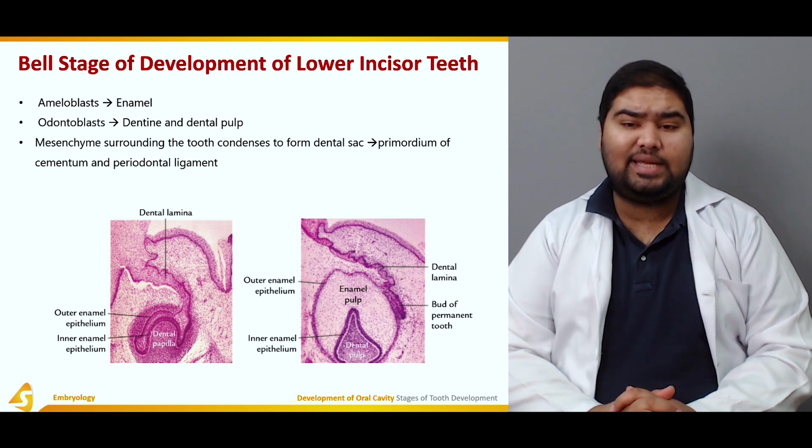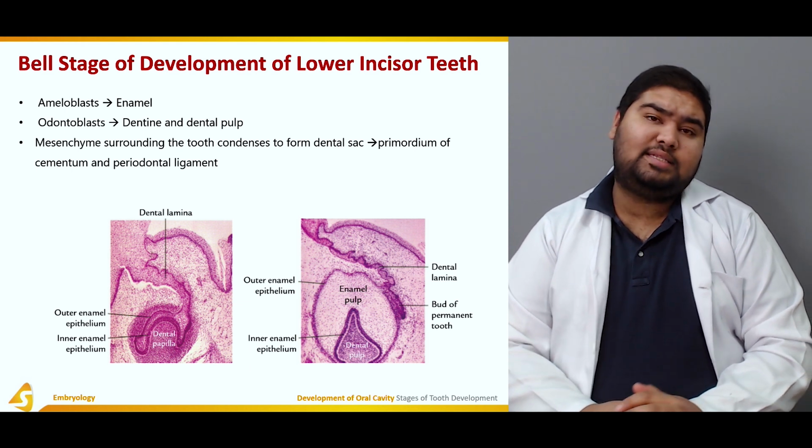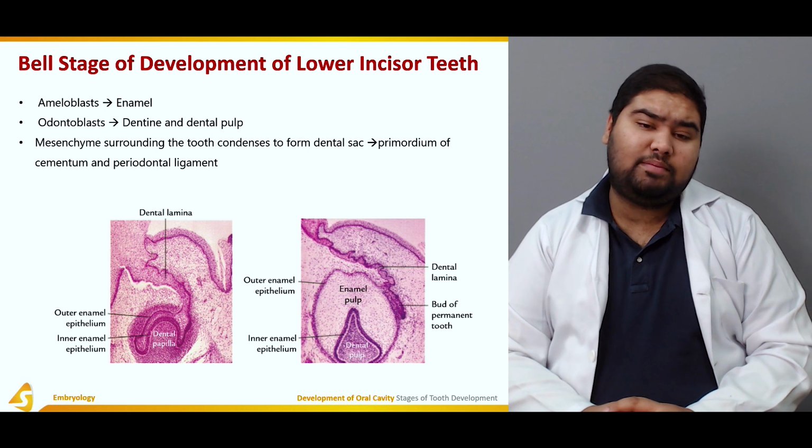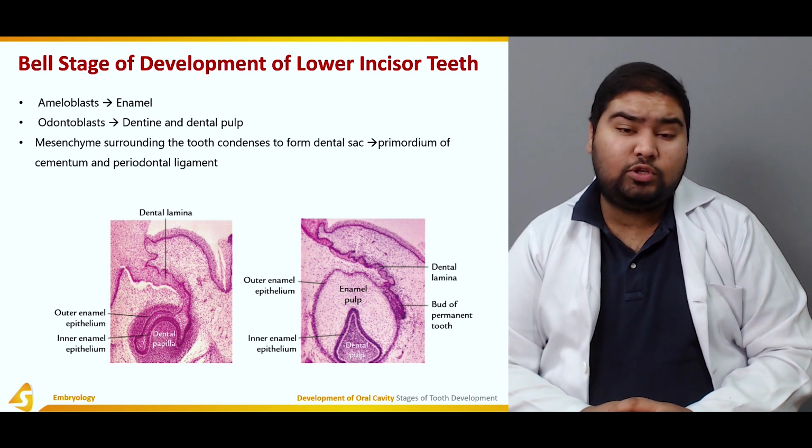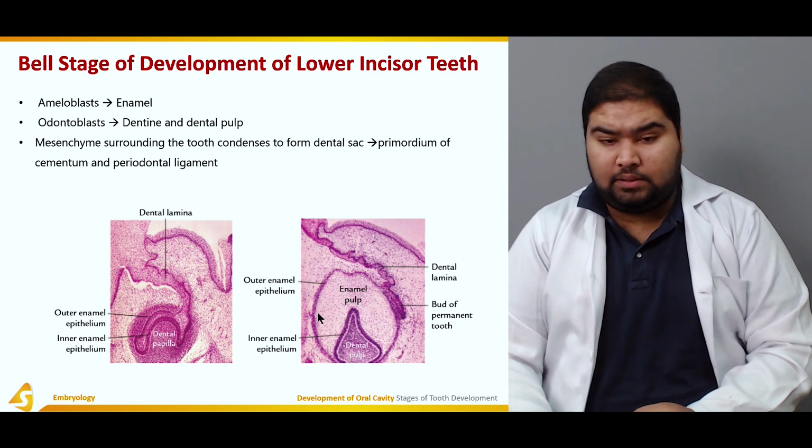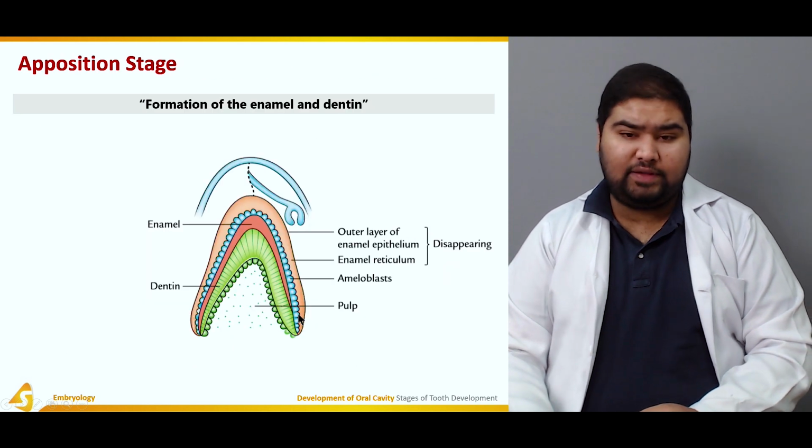It condenses to form a dental sac. This dental sac is the primordium of the cementum and the periodontal ligaments. So let's see how that develops.